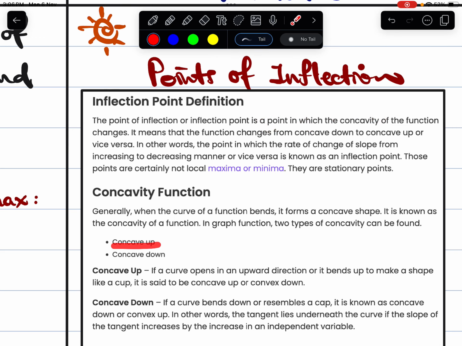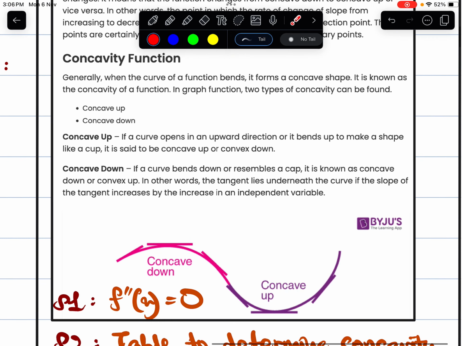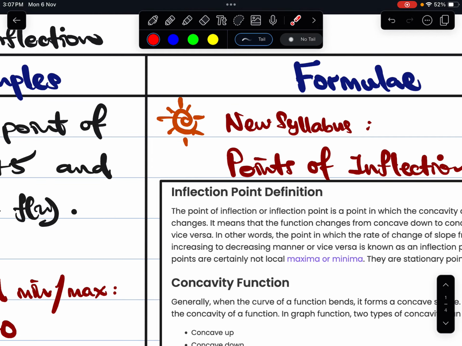Let's see what is concave up and concave down. Concave up is a curve that opens in an upward direction, like this, to make a shape like a cup. While concave down is a curve bending down, that resembles a cap. So we need to know the concavity, whether it's up or down, in finding the inflection point.